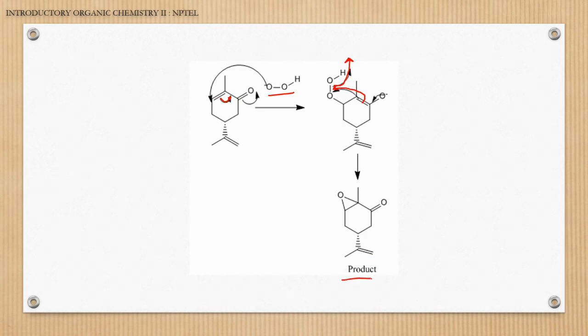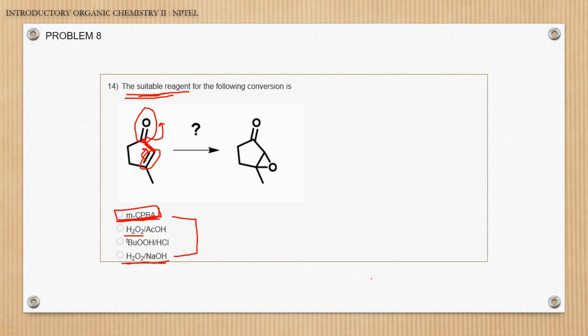But if you add the MCPBA in this reaction, epoxidation will not take place because now the electron density at the alkene is not there. Because of the presence of this carbonyl group, it will withdraw the electrons from the alkene, and MCPBA has a selectivity for electron rich alkenes rather than electron deficient ones. So here H2O2 and NaOH will be the operative and suitable reagent, because H2O2 and NaOH lead to epoxide formation in electron deficient alkenes. So MCPBA is not the right answer, but H2O2 and NaOH is the correct one.